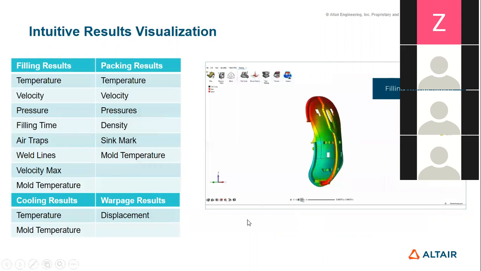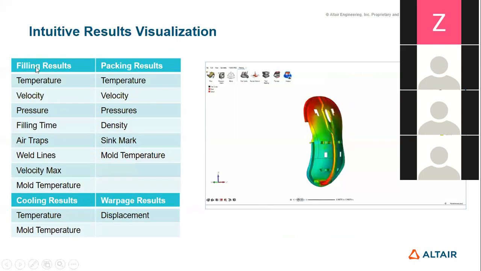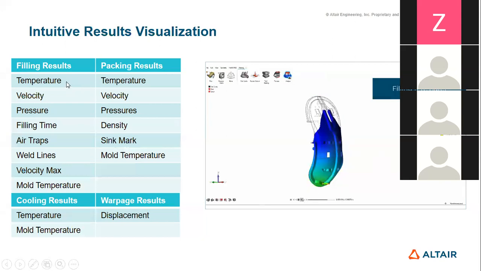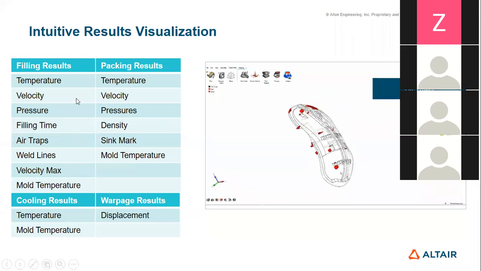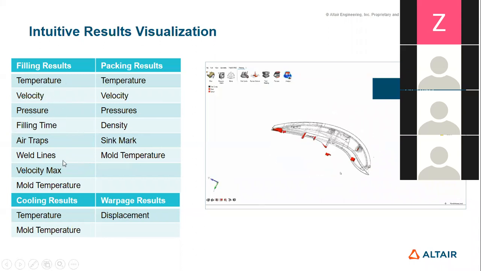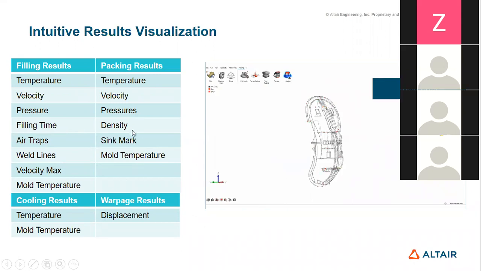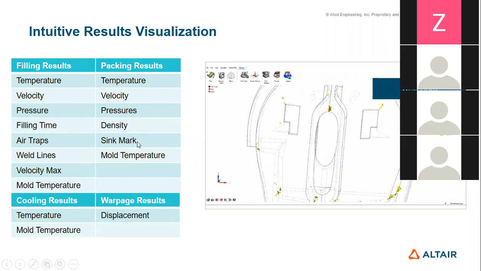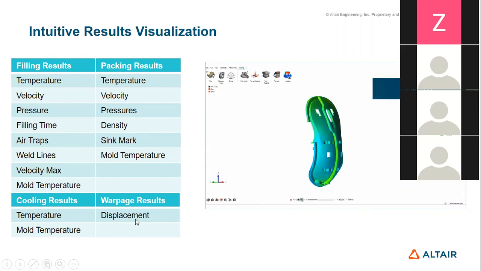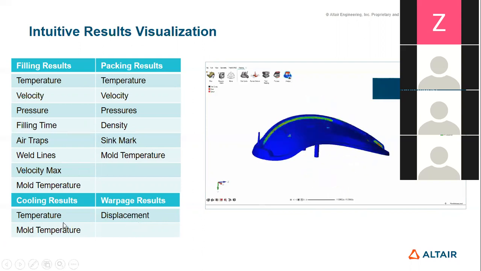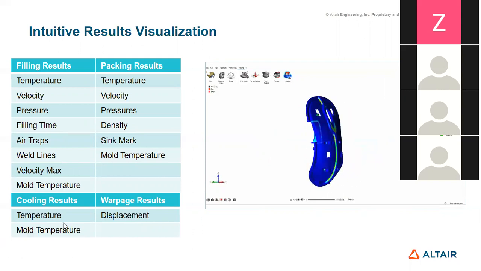And these are the results you can get during the simulation. In the filling process, you would be able to get the temperature contour, velocity, pressure, filling time, air entrapment, weld lines. Basically, most of the time people only look at velocity, temperature, pressure, filling time, and weld line in the filling results. In the packing results, the sink mark, density, and temperature, because some burn marks are also there on the aesthetic surface of the component, so we need to check that. In the warpage, we check the displacement. Displacement means how much your component is getting displaced from its original location. Cooling, temperature variation, how your component is getting cooled, and what is the mold temperature.